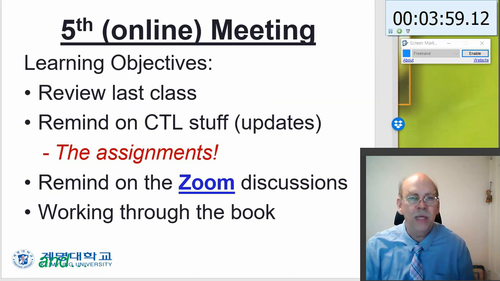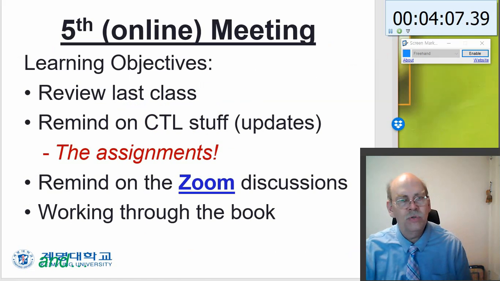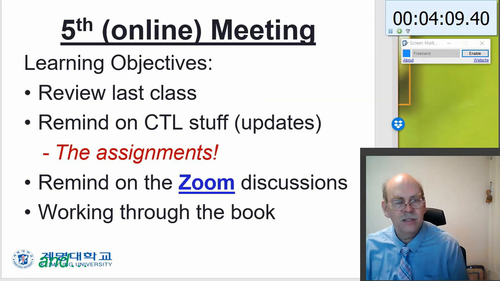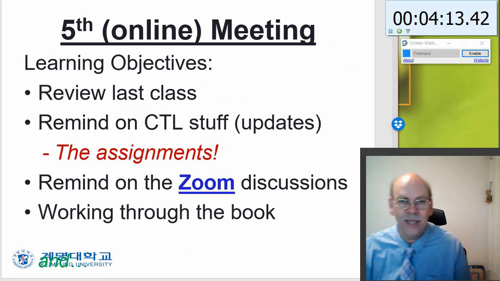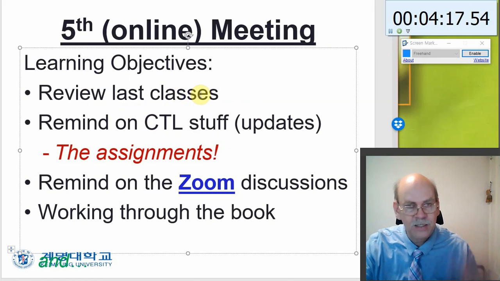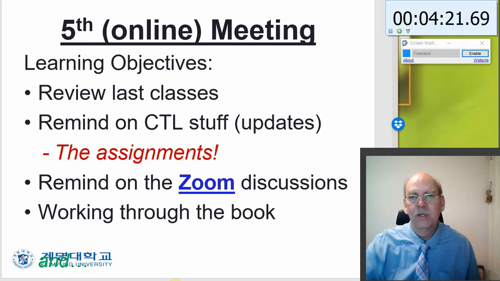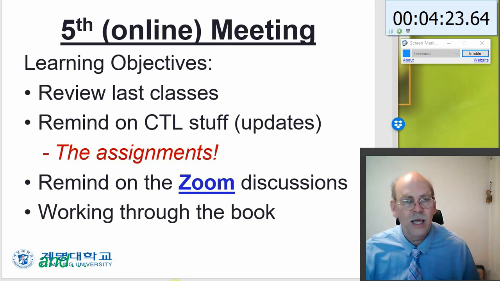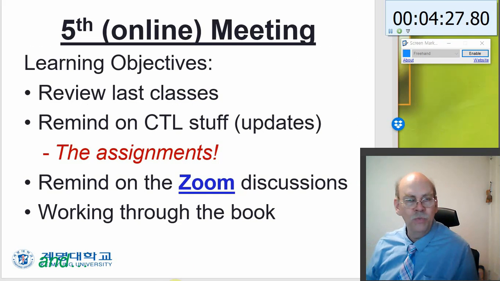this is our 5th meeting. We have some objectives. We're going to review our last class. Actually, that should be classes, right? 2 classes. Let's fix it. Classes, because we had both the recorded class, the 3rd meeting, and we had our live Zoom chat.